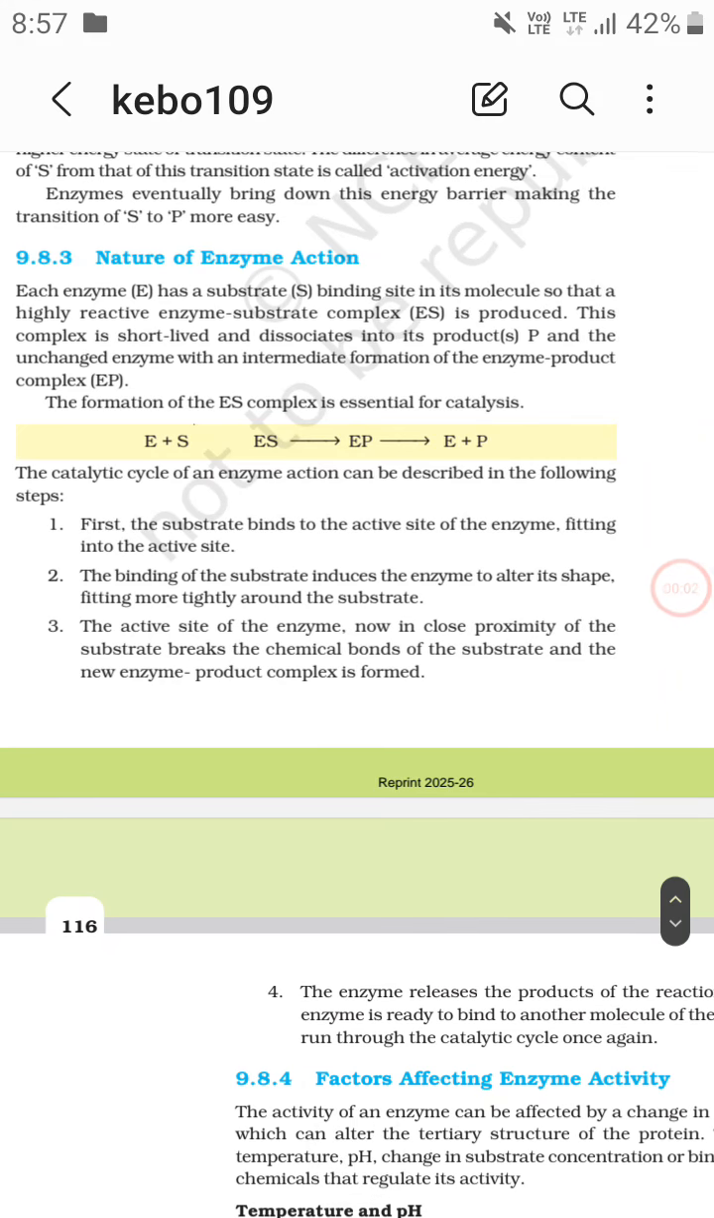The nature of enzyme action. So first, the formation of the enzyme substrate complex is essential for catalysis. So enzyme plus substrate, then enzyme substrate complex, then enzyme product complex, then enzyme releasing the product.